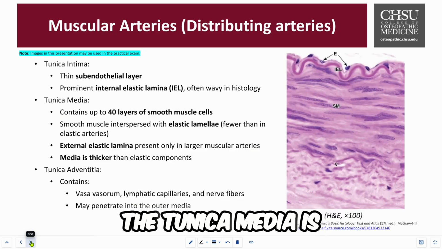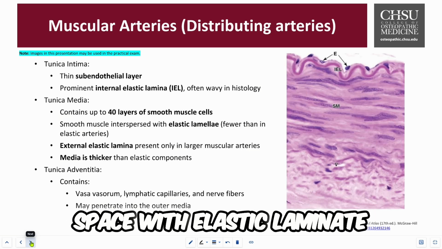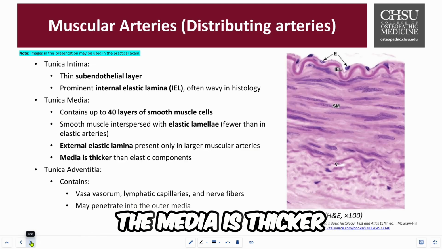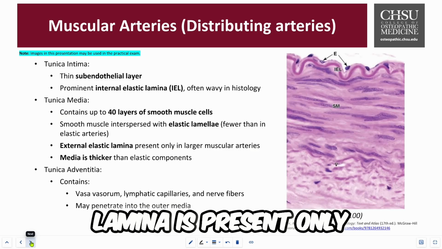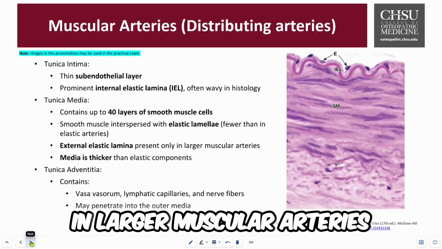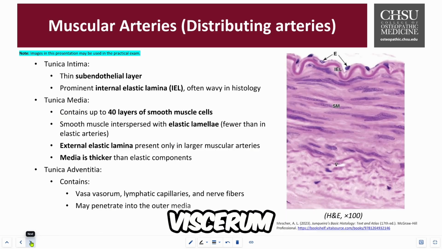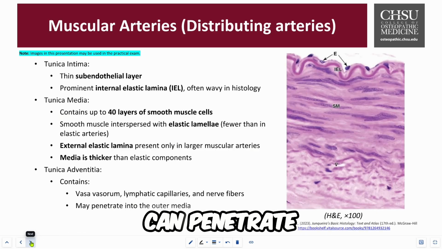The tunica media is dominated by about 40 layers of smooth muscle cells, and they're interspaced with elastic laminae, though fewer than those inside the elastic arteries. The media is thicker than in the elastic arteries, and the external elastic lamina is present only in larger muscular arteries. Then the final layer, the tunica adventitia, contains the vasa vasorum. It has lymphatic capillaries and nerve fibers that can penetrate.